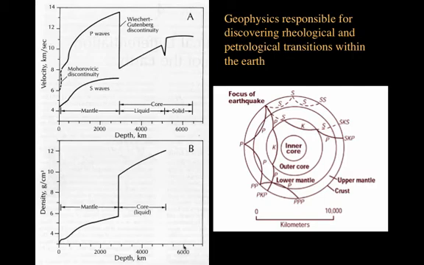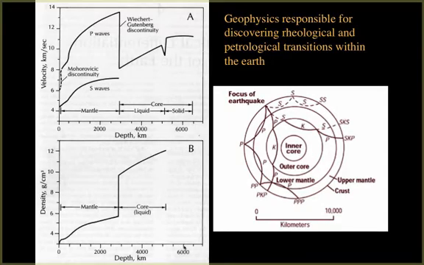It was geophysics that was responsible for discovering a lot of the rheological and petrological transitions that we have in the internal parts of the Earth. And those include seeing an increase in the speed of seismic waves with depth because of the increasing density of those rocks in the mantle. And then we see sudden decreases in the velocity where we have rheologic changes in the Earth. For instance, this Gutenberg discontinuity occurs at the core mantle boundary.